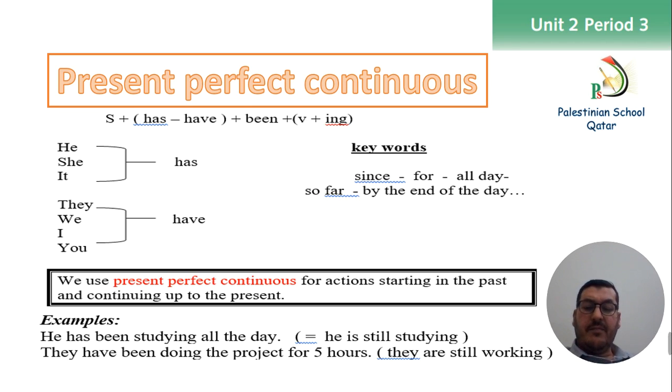For example, he has been studying all day. It means he is still studying until now. Now, they have been doing the project for 5 hours. It means they are still working.